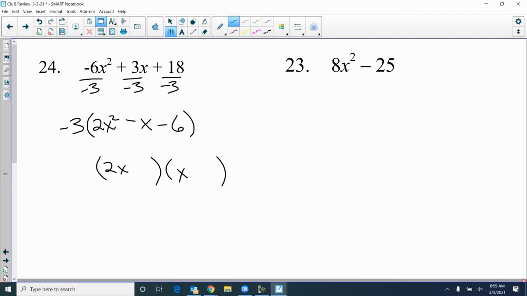I have to get -6 for multiplication, and I have to get -1 for addition. So, anybody think they know what numbers it might be? Jordan? -3 and 2. All right, so how do you want to put this together? Where do you want these numbers to go? You decide. I haven't made a decision my entire life, Jordan. Go ahead. First or second?